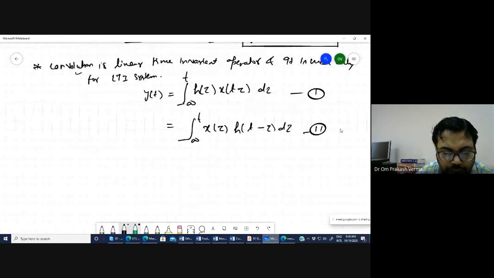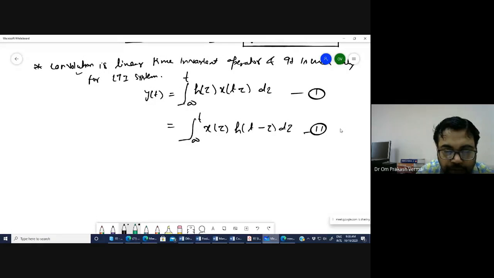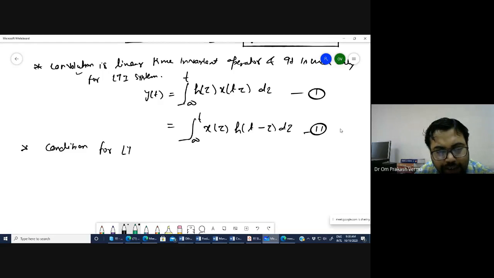Right. Now the question is, what is the condition for an LTI system to be static? So see, the condition for LTI system to be static.